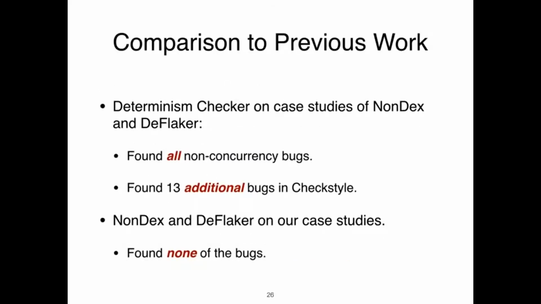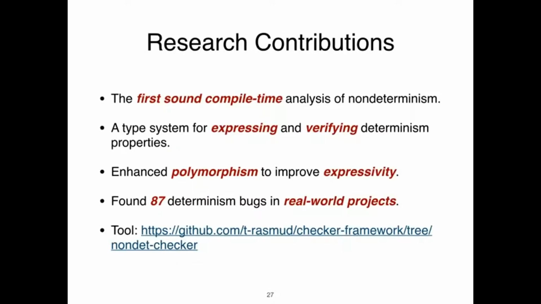We compared the determinism checker to Nondex and Deflaker by running it on the case studies of these tools, and were able to find all bugs that are not related to concurrency. This is an advantage that Deflaker has over our approach, that it can detect concurrent bugs. We also found additional bugs in Checkstyle that the previous tools did not. When we ran Nondex and Deflaker on our case studies, they couldn't find any of the bugs that we did.